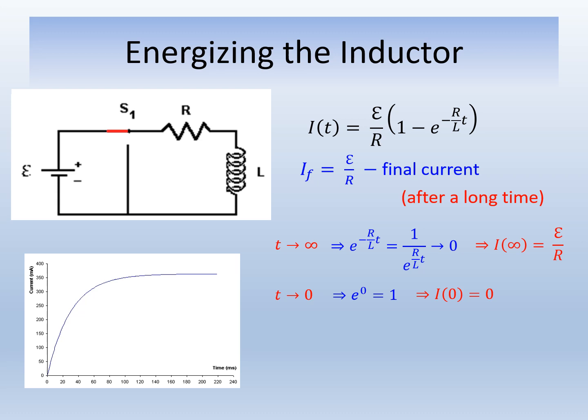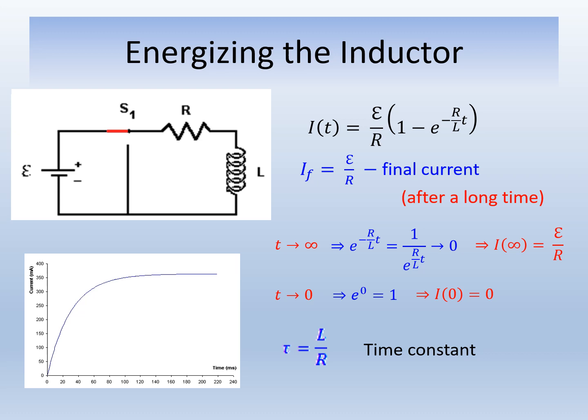And also in the expression, the exponential term has the time. There is t, but the exponential term cannot have dimensions, and therefore the dimensions of time have to be cancelled by the other term in the exponent. So the other term is L over R. So we claim that L over R has the dimensions of time. So we call it the time constant.